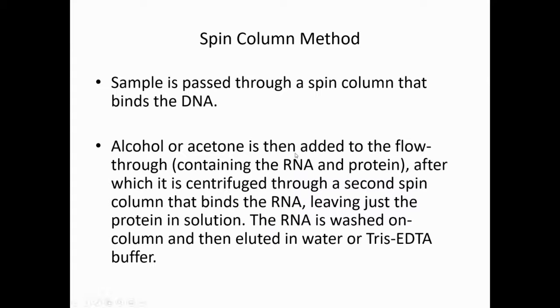Basically, the sample after the homogenization, okay? And then you pass it through the spin column that can bind the nucleic acid. And then you can add alcohol or acetone to the fluid, all right? And then after that, you can elute the RNA by using water or Tris-EDTA from the spin column.